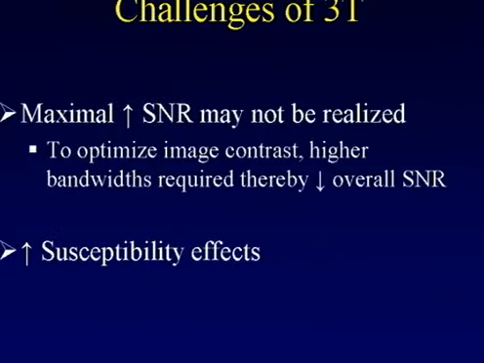So what are the challenges? Although in theory you should be able to get twice the signal to noise, in practice it's not always realized, because as you're trying to optimize the image, you have to adjust various parameters, and especially if you're selecting a higher bandwidth, you end up overall with a smaller degree of improvement in signal to noise. Also, with the higher field magnets, you have higher susceptibility effects. You also have markedly increased motion artifact.